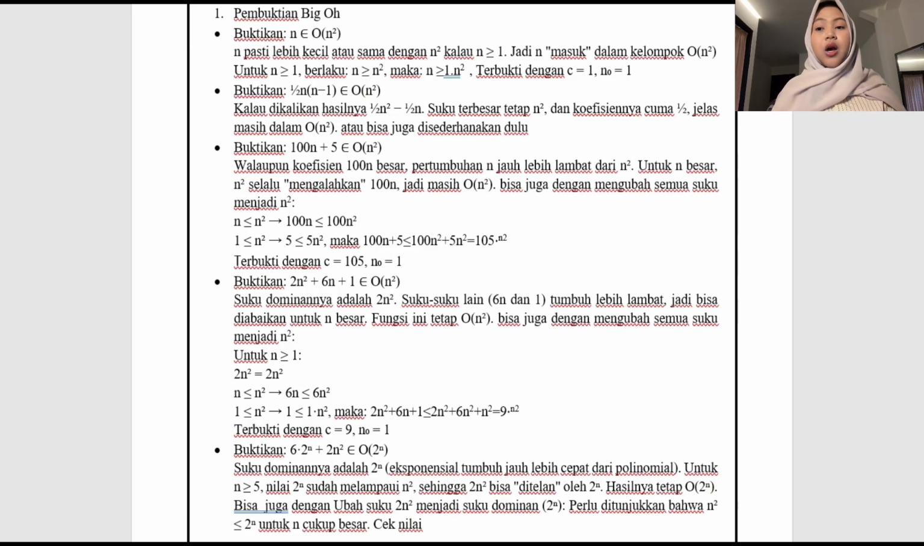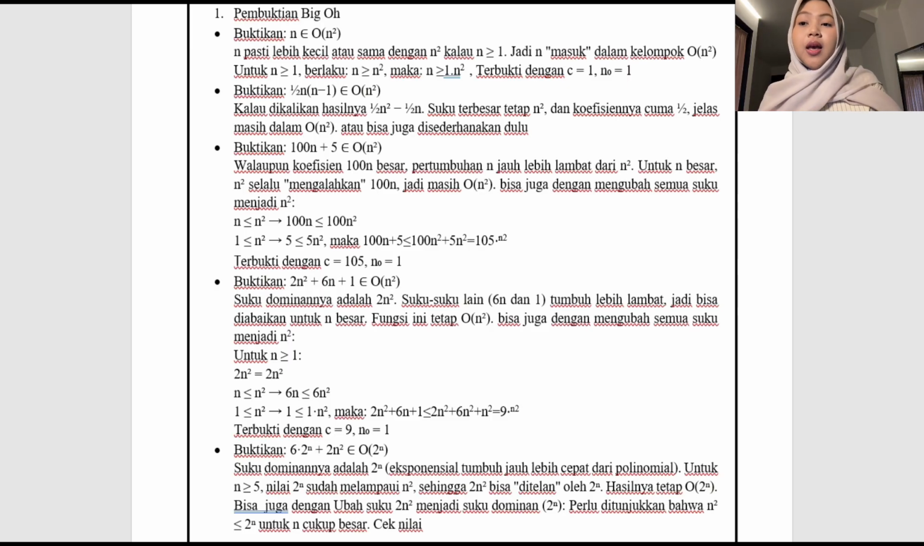Proof 3, we convert each term: 100 becomes 100n squared, and 5 becomes 5n squared. Adding them together gives 105n squared, proven with c equals 105 and n0 equals 1.